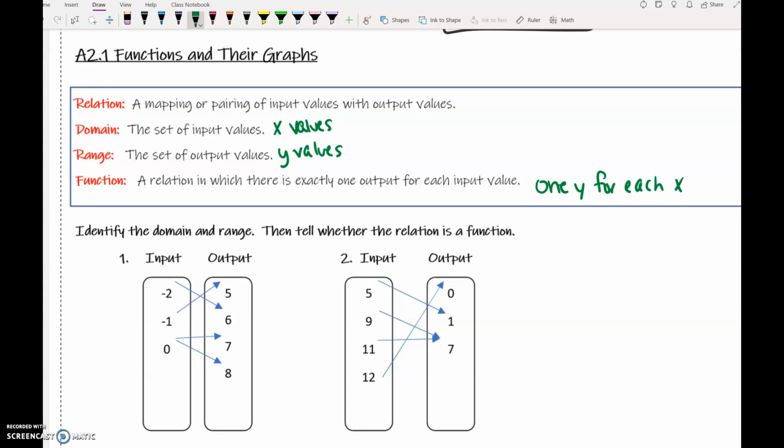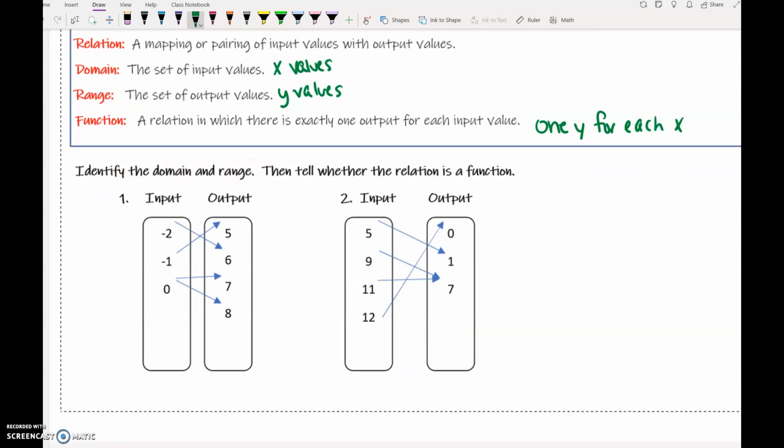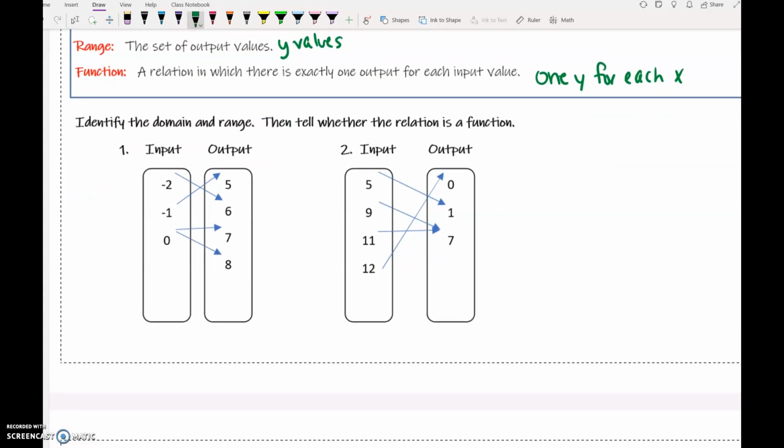Okay, this is called a mapping diagram. Basically, number one has the points -2, 6. It's a little bit shifted, but do you see how -2 is connected to 6? -1 is connected to 5, so we have the point -1, 5. 0 is connected to 7, and 0 is connected to 8. In order for it to be a function, we can only have one y for each x. So 0 has the y value 7. 0 also has the y value of 8.